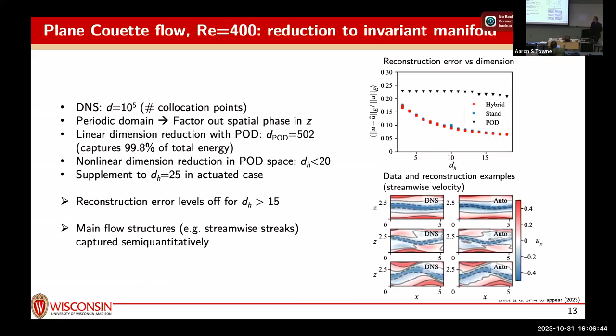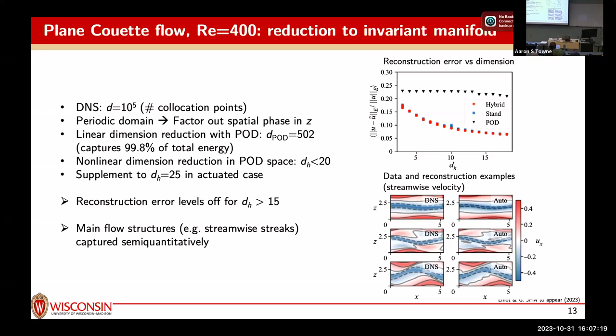So the first thing we've done: the direct simulation is 10 to the fifth degrees of freedom. The first thing we do is make our representation more efficient by fixing that streak so that it's always at a certain position in the domain. We factor out the phase variable so we can keep track of where the vortices are separately from what they look like. So we split out the pattern in the phase, taking advantage of this continuous symmetry. We first do a linear dimension reduction step.